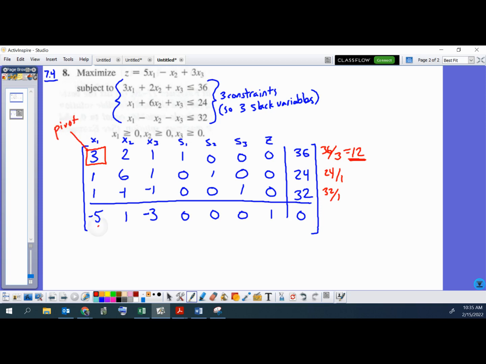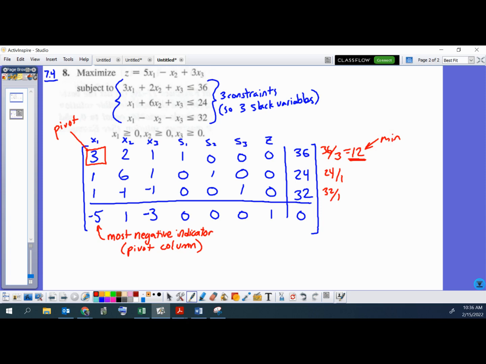Okay, again, a quick recap there. This is the most negative indicator, indicating our pivot row. Or sorry, pivot column. That's a column, not a row. And then when you take that column, these 3 values, you divide these end values by those 3 values. The least of those, the minimum of those, is going to be our pivot. Okay, that's how you identify the pivot.